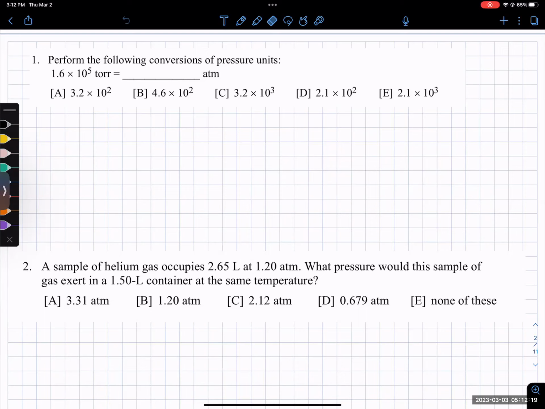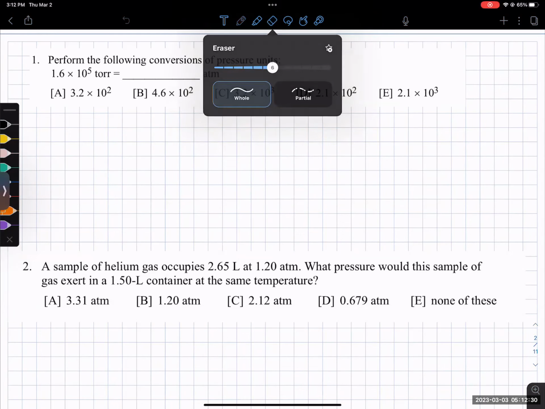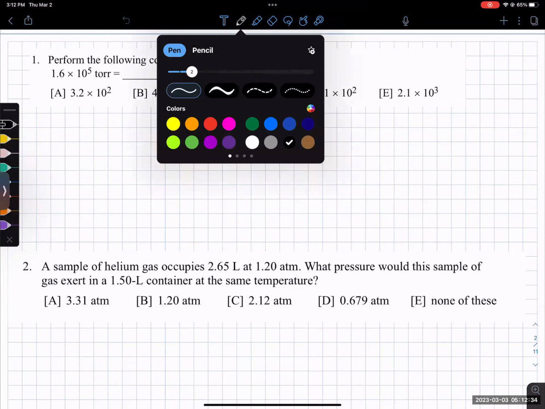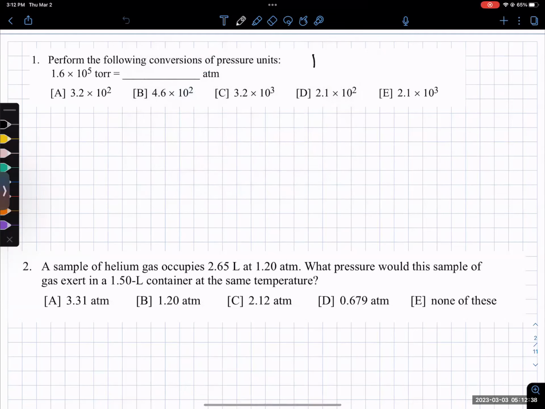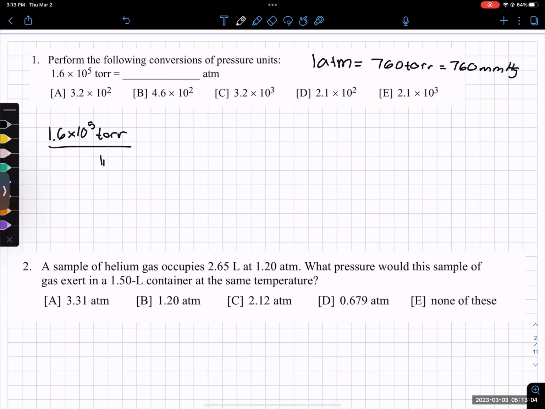So if you're on Zoom, if you're in class, tell me what the conversion from torr to atm is. What's the conversion? All right, so 1 atm is equal to 760 torr. And what's another unit that this is also equal to? 760 millimeters of mercury. All right, but we're only concerned with the torr, right? So 1.6 times 10 to the 5th torr, and our conversion is 760 torr per 1 atmosphere.